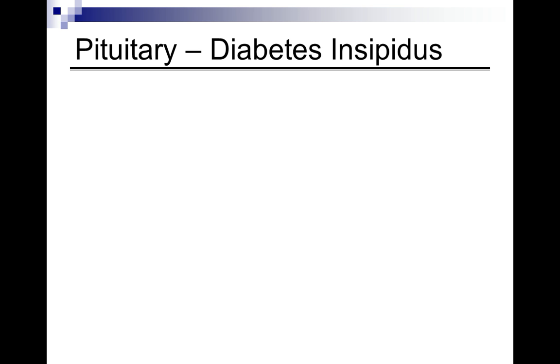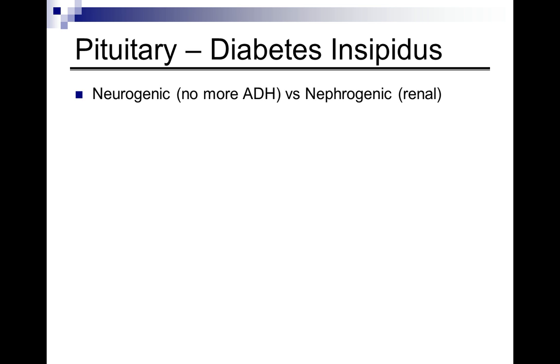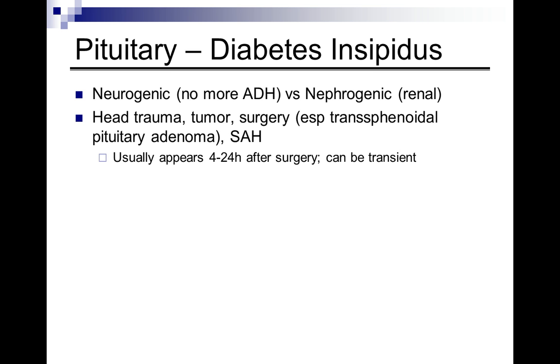Now, one of the considerations when patients have surgery on their pituitary gland is the risk of development of diabetes insipidus. Diabetes insipidus can be neurogenic or nephrogenic. Nephrogenic just means the problem is in the kidneys, and that's not very common, but more commonly is the neurogenic diabetes insipidus, which is a lack of ADH secretion, a lack of antidiuretic hormone.